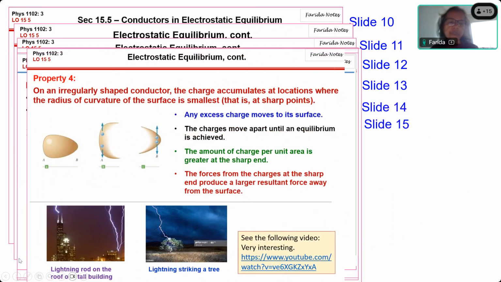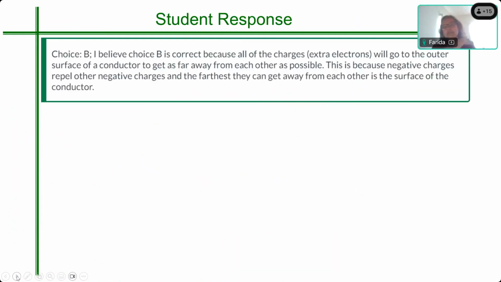So now let me show you what some student responses were. Remember, this was from the spring semester. I have 100, and the last count was 197 students in the class list. So this student's answer was B. I believe B is correct because all charges, extra electrons, will go to the outer surface of a conductor to get as far away from each other as possible. This is because negative charges would repel. So this was a nice answer.